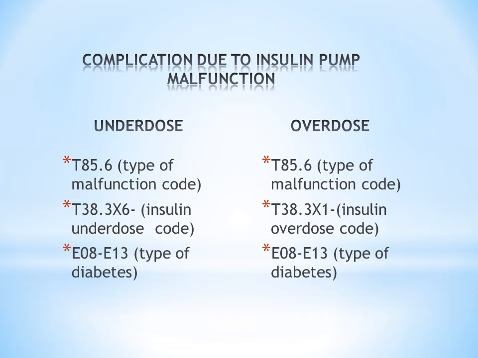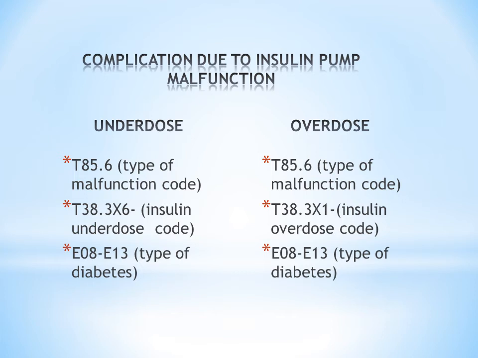Next one is complication due to insulin pump malfunction. So malfunction of insulin pump can result in two conditions, either underdosing or overdosing of insulin. So I have divided it into two columns. The first one is underdosing and the second one is overdosing. Now let's see. In both cases, the first code is the type of malfunction code, that is T85.6 series.